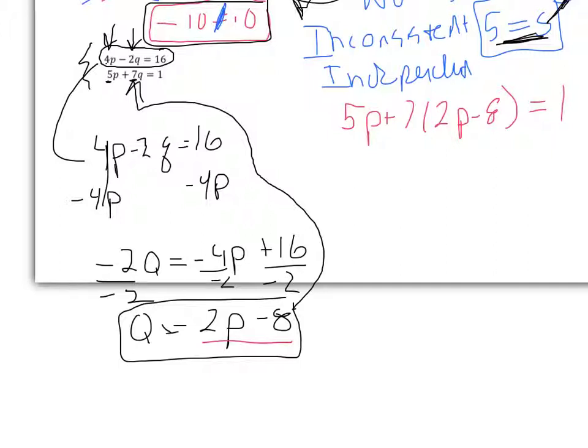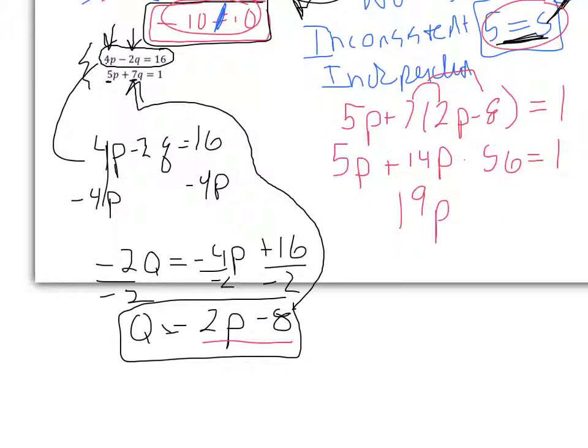So this kind of goes back to the things that we did in the second module, module number 7. And same thing with this no solutions and infinite solutions. That's the same as it was back in that. So here we have our 5p, our 7 times 2p is 14p, 7 times 8 is 56, equals 1. Okay. So now we want to combine like terms on the individual sides. 5 plus 14 is going to give us 19p, and then we have minus 56 equals 1.